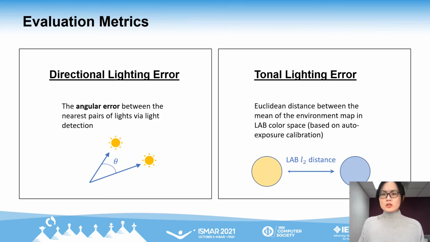We use two measures to evaluate the important properties of the environmental lighting. They are directional lighting error and tonal lighting error. The directional lighting error measures the angular error between the nearest pairs of lights between the ground truth and the estimates. The tonal lighting error measures the distance between the means of the environment map in the LAB color space.